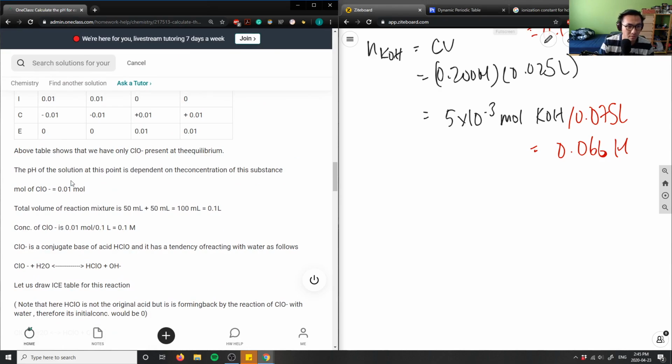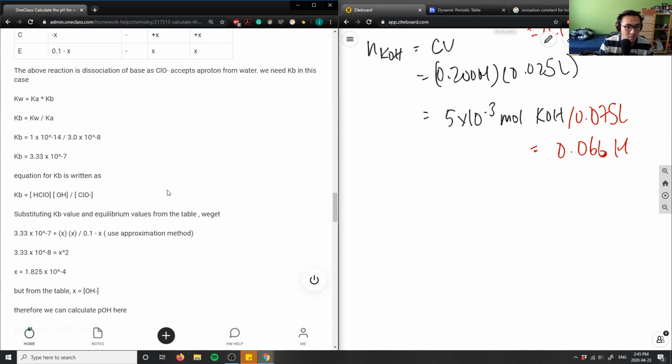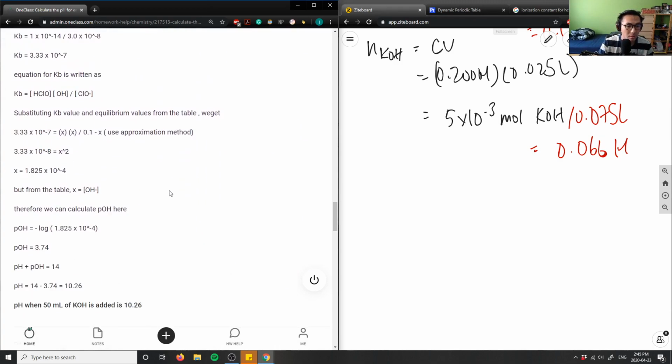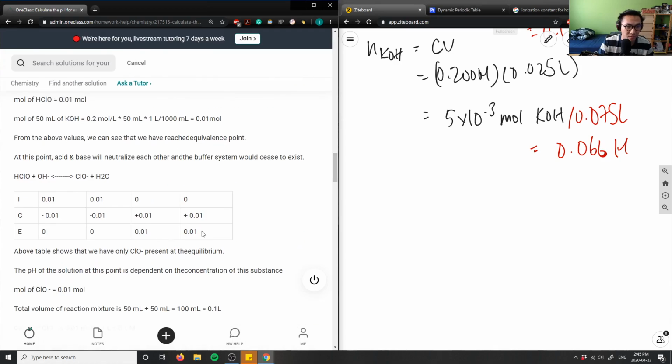So in this case, your pH would be, let me see, the pH of the solution is dependent on the concentration of the substance. So in this case, it would just be 0.01. So you can find the negative log of that to figure out your pH here. So that's the pH when this is 50 milliliters.